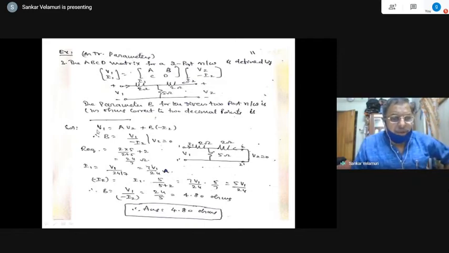Anyway, now let me try to do this. So V1 is equal to A into V2 plus B into minus I2. In that, therefore, B must be equal to V1 by minus I2. That means V1 is at port 1, which is excited at this port.